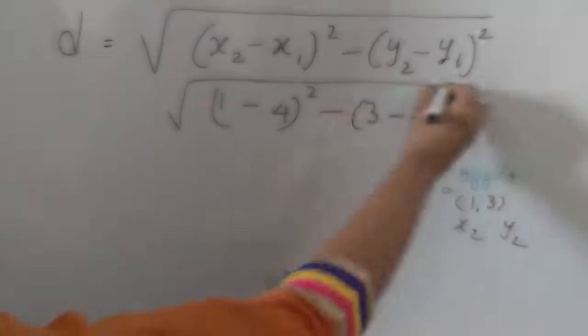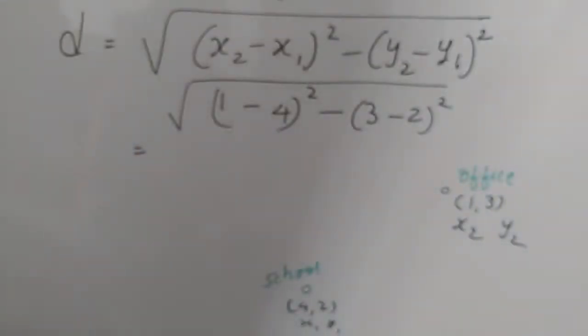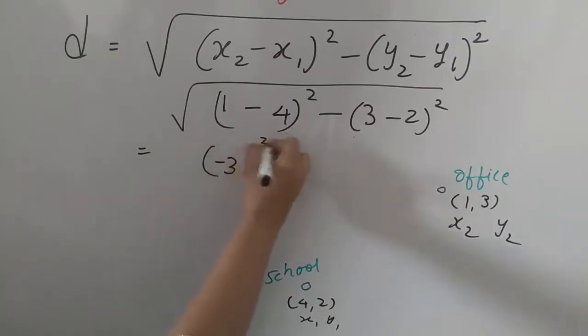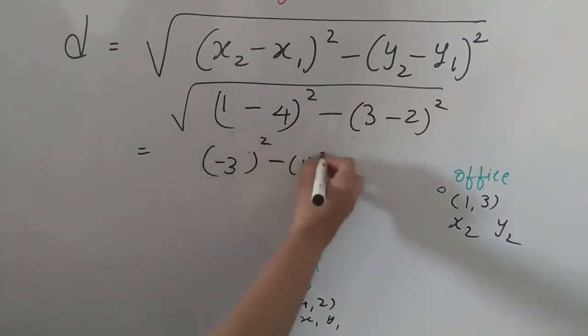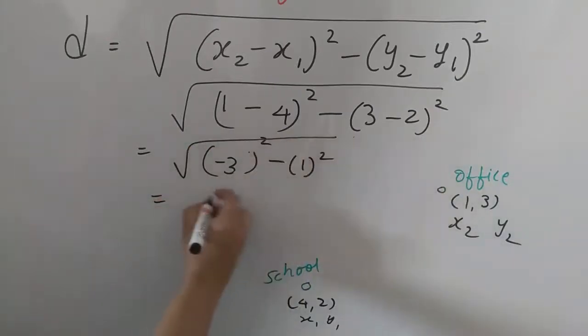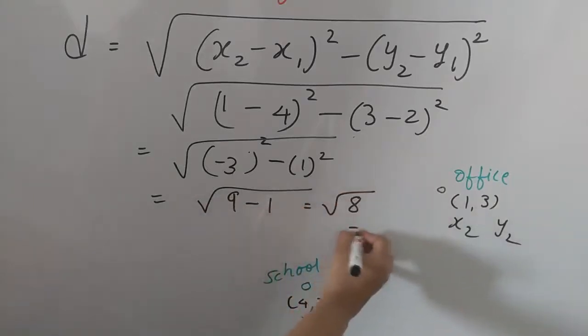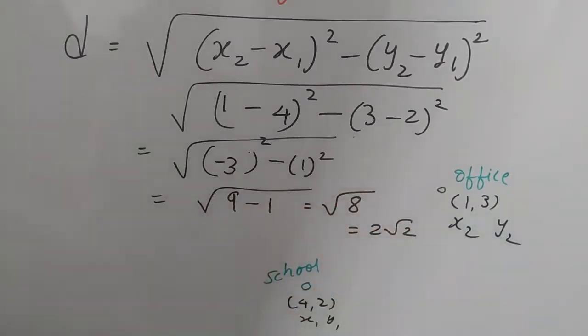Now placing them in the formula, what I get: 1 minus 4 is -3, squared, and 3 minus 2 is 1, squared, whole square root. Minus 3 squared is 9, plus 1 is 10. So that is the square root of 10. So this way students, you can find any distance, anywhere, using this formula as I place the values.